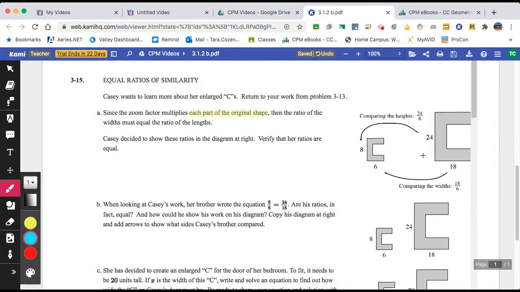So here are two of the C's from question number 13. Casey decided to show these ratios in the diagram at the right. So verify that her ratios are equal. So here is the ratios for the heights, and here is the ratio for the widths. Go ahead and press pause and verify that those two ratios are equal to each other.